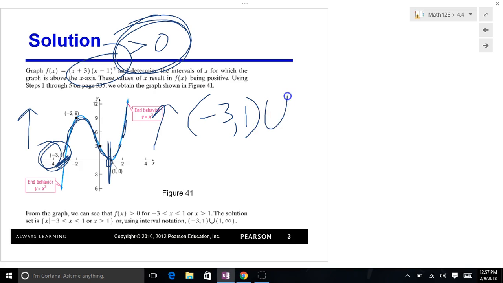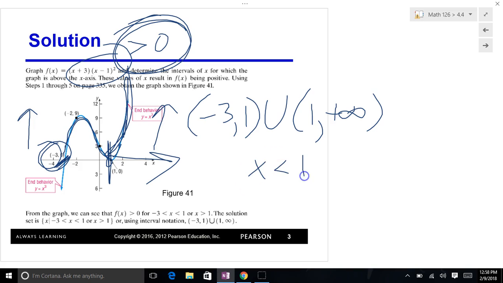And then we're going to keep going from 1, again not including the 1. We're going to keep going to infinity. So all these x values are included such that it's all above, so to positive infinity. Or you can do it in terms of set notation: x such that you're greater than -3 and less than 1, or x such that you're greater than 1. Okay, so that's your other way to do that.